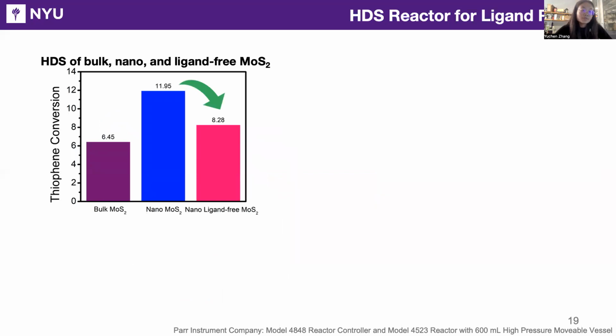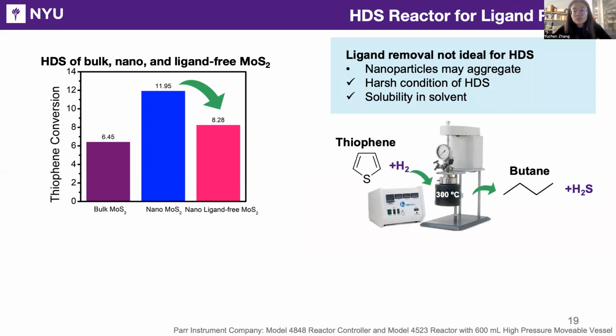When we ran our samples in the reactor, the reactor result shows activity decreased after ligand removal. We think there are two reasons for that. First, nanoparticles under the harsh conditions of HDS may not be stable, because our HDS reactor runs at 300 degrees Celsius. So these particles tend to aggregate together without ligands.